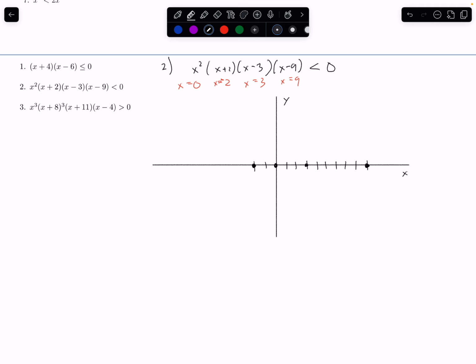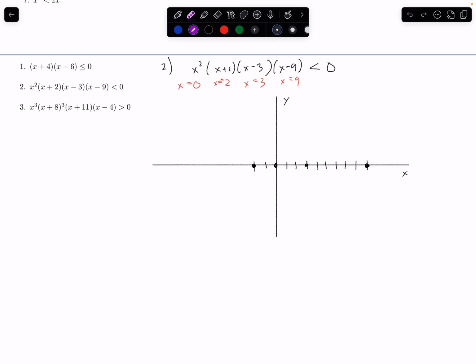The only one that has even multiplicity is the 0. So that's the only time it's going to kiss. Otherwise, it's going to go straight through. Now, let's look at left end behavior. If I put in negative infinity, what happens? Something going towards negative infinity. This is going to be something really big and positive.